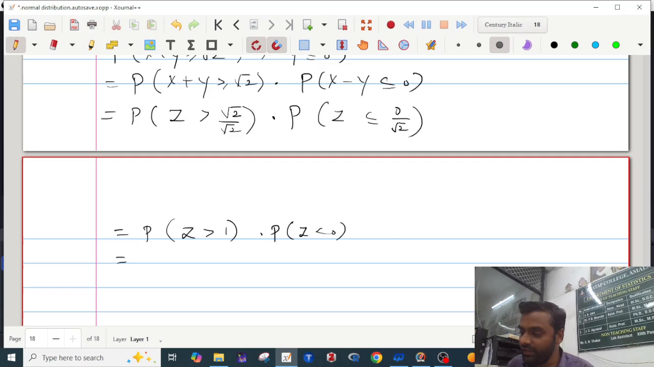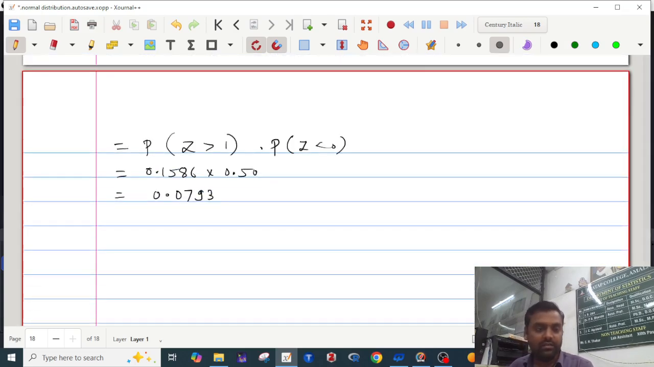So probability of Z greater than 1 is 0.1586 and Z less than 0 is 0.50. To solve this, we will get 0.079. This way we have to solve.